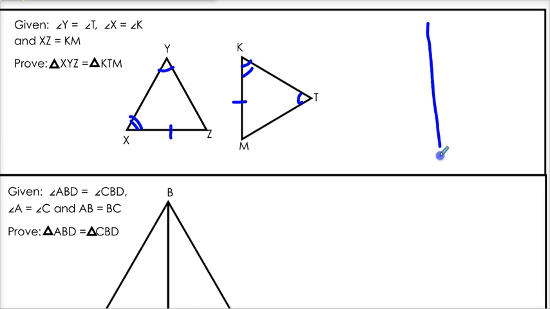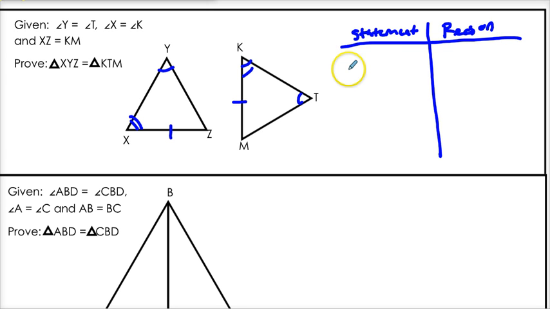All right, and now we've got to write our proof out. Now that we've marked it, let's write out our statements and our reasons. Whenever we do our proofs, we write out this t-chart. We call this a t-chart or two-column proof, where we have statements on one side and reasons. Now once again, we're going to write the things that we know down here.